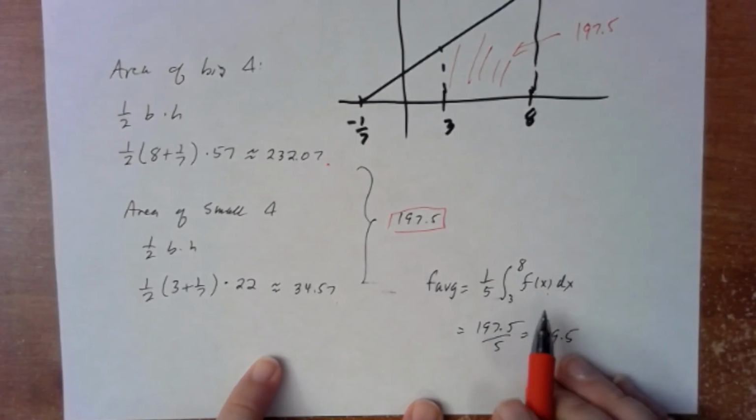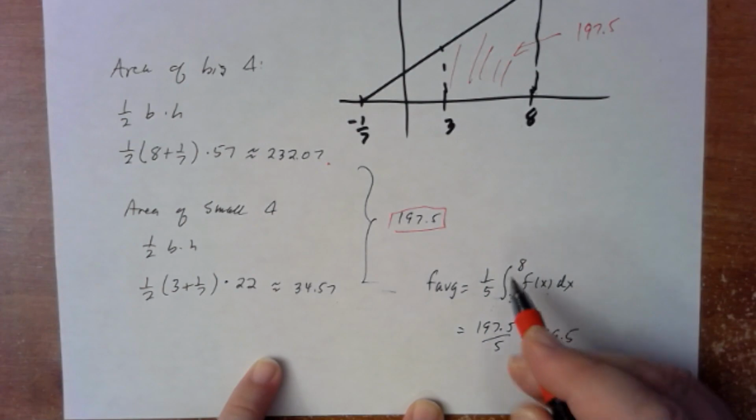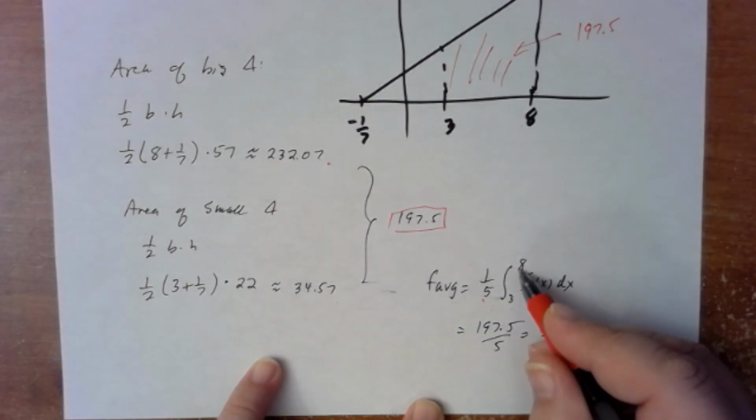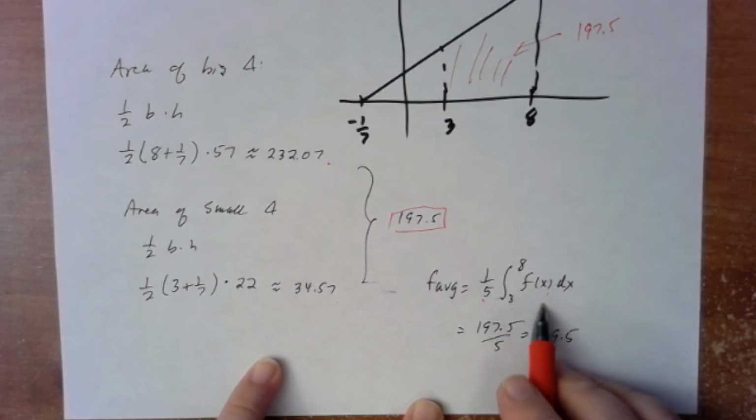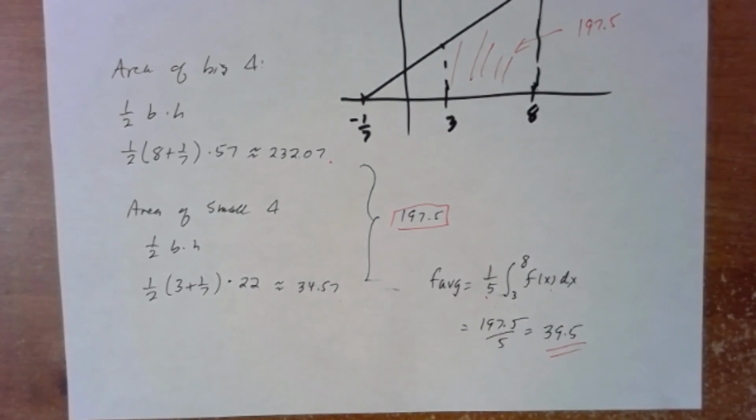So now we just plug in our numbers. 1/5 times the integral from 3 to 8. By the way, that 5 came from taking 8 minus 3, right? F of x dx, and that turns out to be 39.5. Good. So that is number 3.